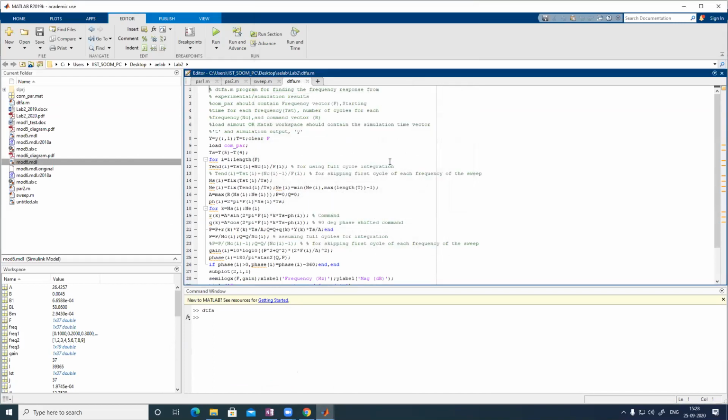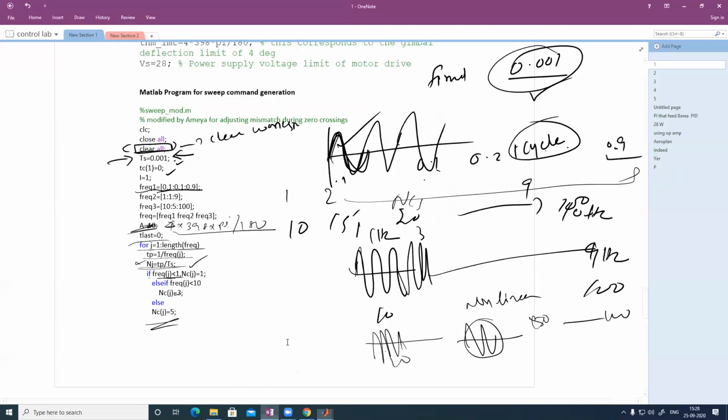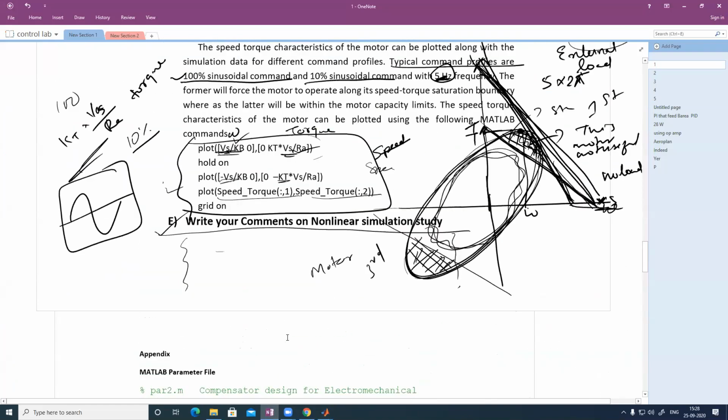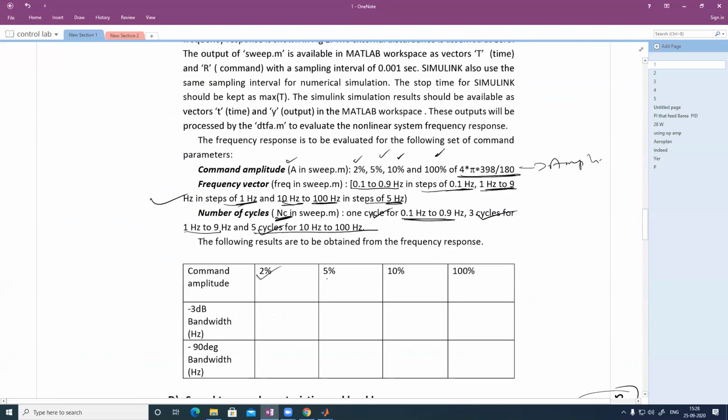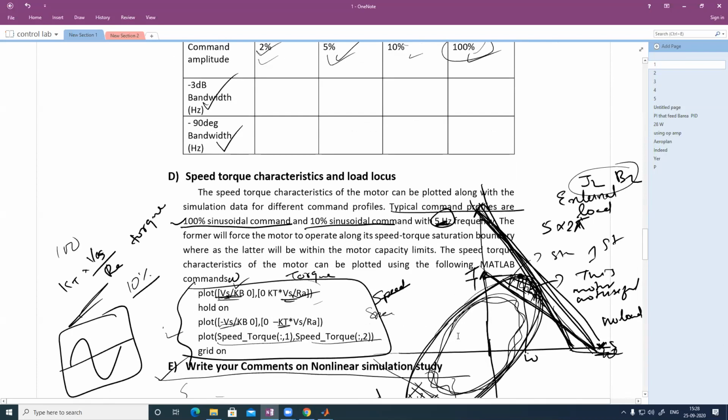If you want to change the frequency, as written in this paper, you have to change the command amplitude. So now I am plotting for 100%, 10% is 0.1 of that one, 0.05 of that one is 5%, and 2% also you have to plot. Then you have to find the minus 3 dB bandwidth and the minus 90 bandwidth. Where minus 3 dB is coming, you have to note down those values, and where minus 90 is coming, note down the values in hertz. So that is for this experiment.